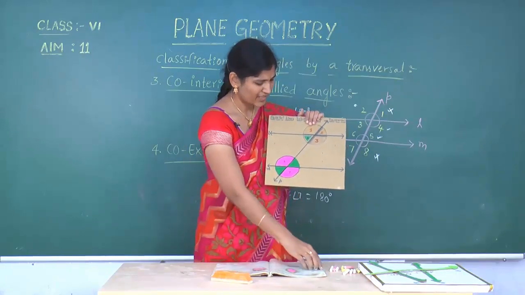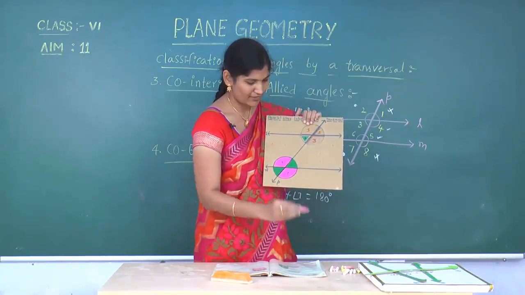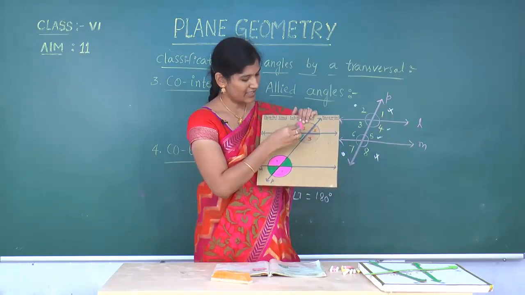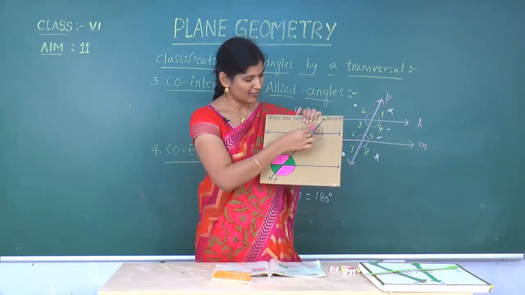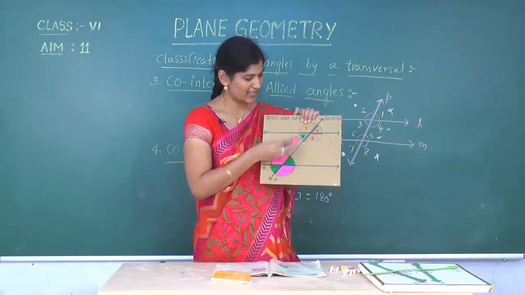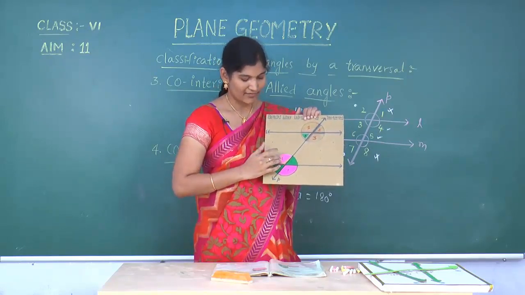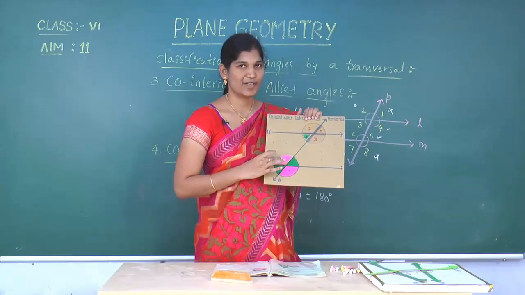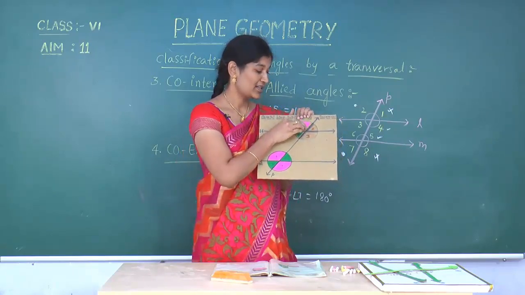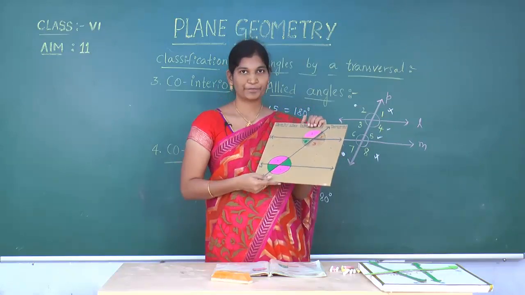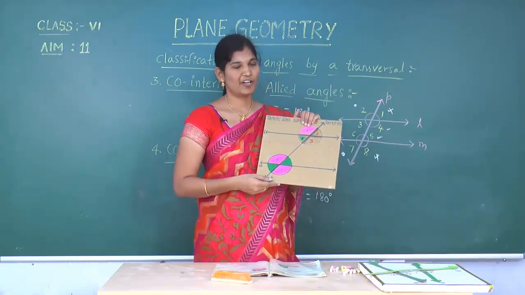Same way, see here, this is the first angle, no? So first angle, this is exterior and this is interior. Both are on the same side of the transversal. Let me replace, and corresponding angles are equal. And now last one, is the sum of the co-interior angles supplementary or not?